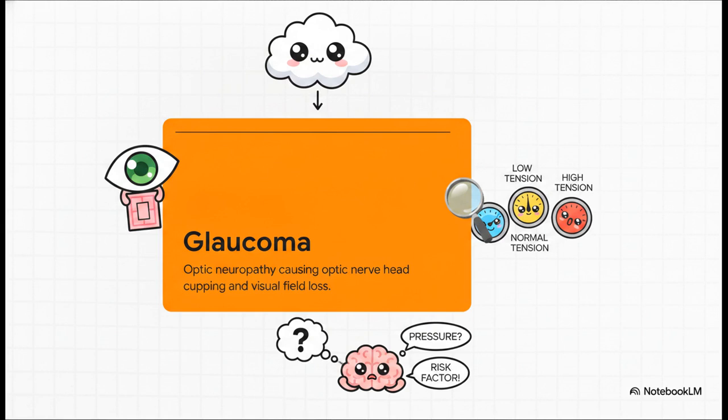Glaucoma is defined as an optic neuropathy causing characteristic optic nerve head cupping and visual field loss. Did you catch that? Notice how the definition of glaucoma doesn't actually mention intraocular pressure anywhere? Sure, we have high-tension glaucoma and ocular hypertension, but we also see normal tension and even low-tension glaucoma. Pressure is just a risk factor, guys. It's not the entire disease.